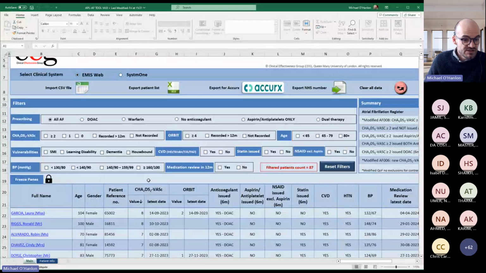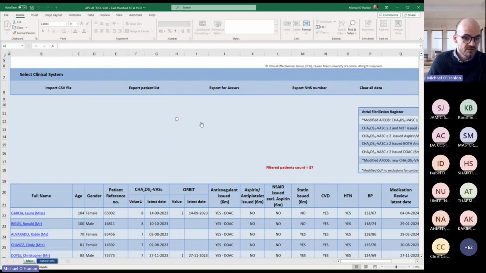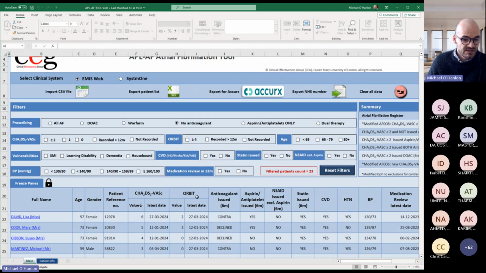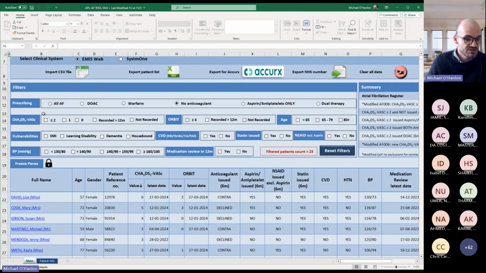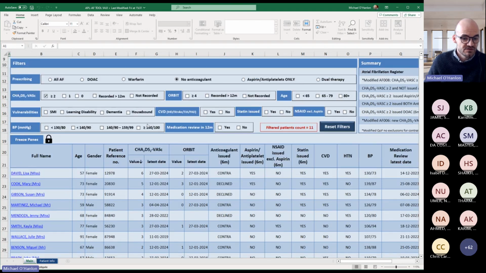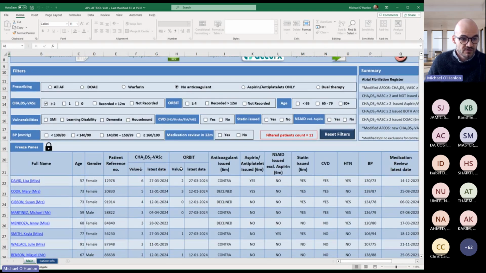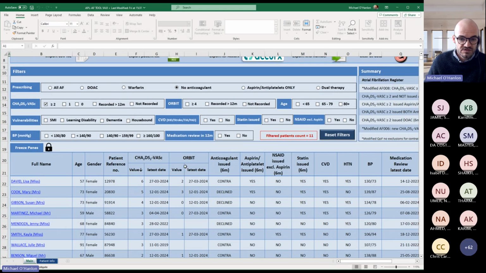Now, how you might actually use the tool, you can do that for various different things. So, for example, we might want to look at people who are not on anticoagulation by just clicking the no anticoagulant button, and that filters down that list to 23 patients here. And then we can look at those with a CHA2DS2-VASc score greater than or equal to 2. And it combines those features. So now we have a nice list of 11 patients who are not on anticoagulation with a CHA2DS2-VASc score greater than or equal to 2.